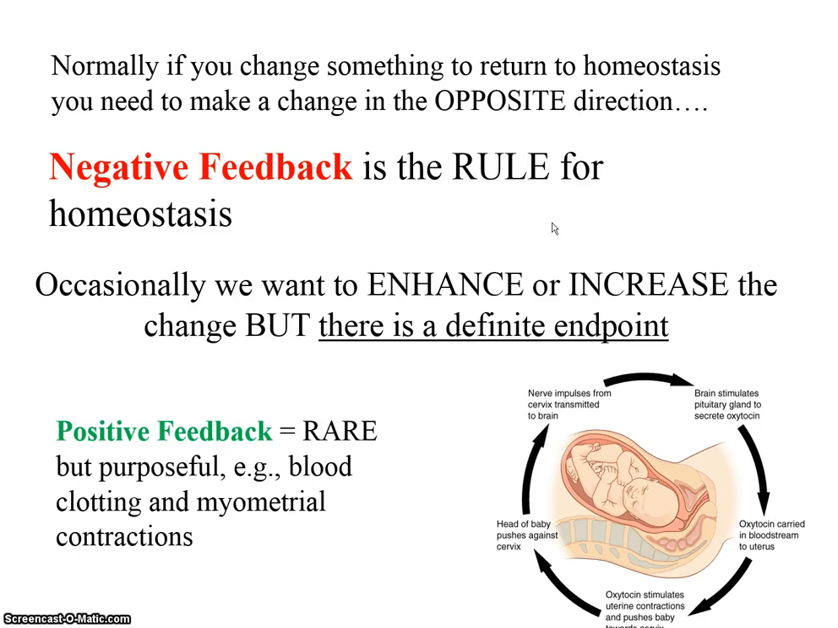So again, normally if you change something, to return it, you have to go in the opposite direction. That was a negative. If it goes up, increases, you need to decrease it. So it is a rule for homeostasis, but every once in a while we want to increase the change that occurred. And that's rare. Because you can imagine, if I decreased my blood gases, my oxygen level, and I kept decreasing it, well, pretty soon I'm dead. So if we're changing in the same direction, an increase leading to more increases or a decrease leading to more decreases, we call that positive feedback. So it would not work for homeostasis, but there are physiological conditions when we need it.